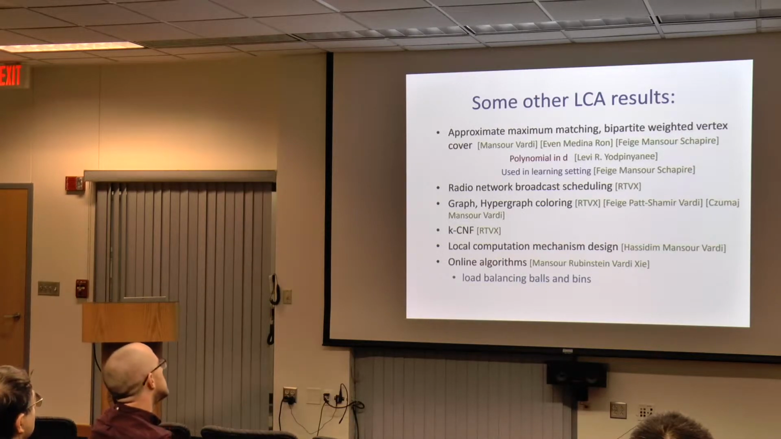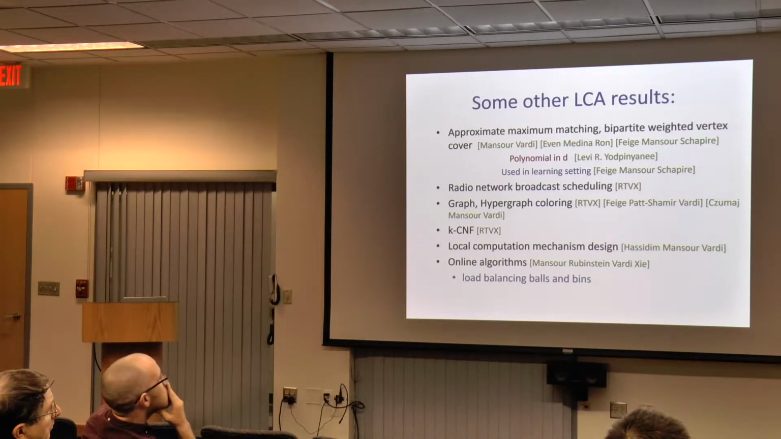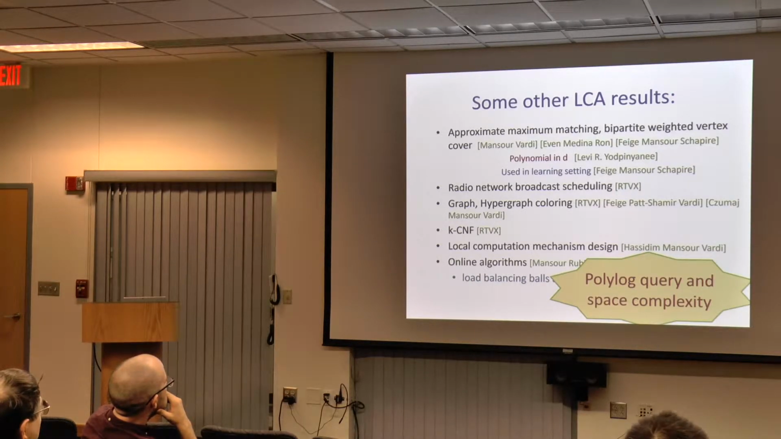And online algorithms. For example, I want to figure out which bin my ball went into. Like I'm throwing balls into bins, and maybe I'm using the power of two choices kind of ideas. And I want to figure out which bin my ball went into without looking at all the preceding balls. Do I have to look at everybody that preceded me, or can I just figure it out? It turns out that you can do things here. So this is a whole bunch of areas. All of these are polylog query and space complexity.